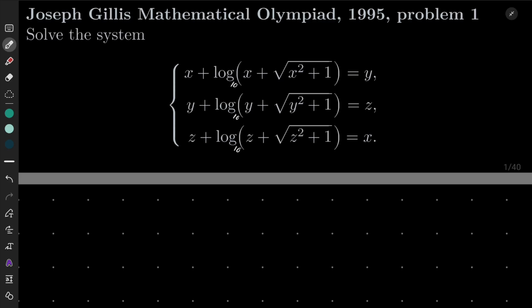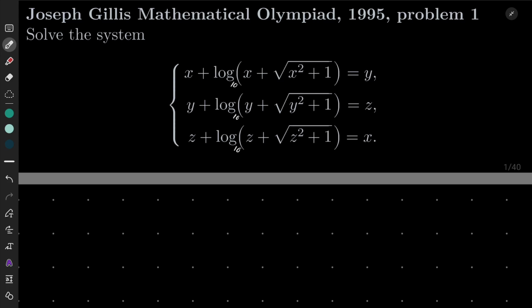Hello friends, in this video I'd like to solve the following problem from Joseph Gillis Mathematical Olympiad 1995, problem number 1. We want to solve the following system of equations. x plus logarithm, presumably of base 10, it may be natural log, it was not stated exactly in the problem statement, so I'll assume that it's decimal logarithm of x plus square root of x squared plus 1 equals y, and so on, cycling through x, y, and z.